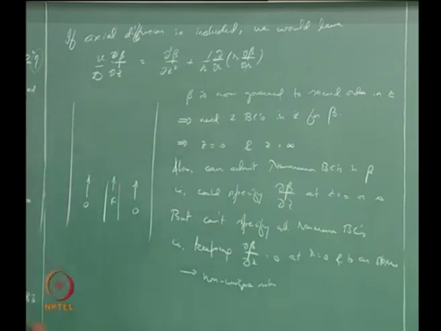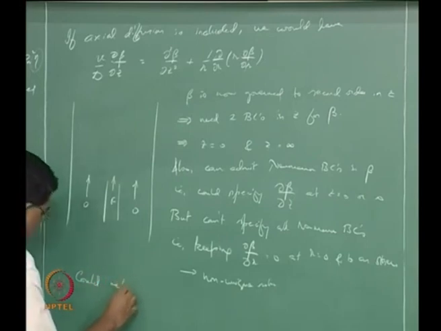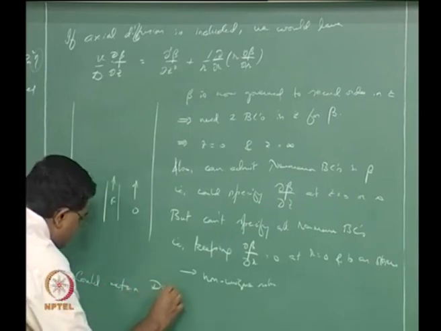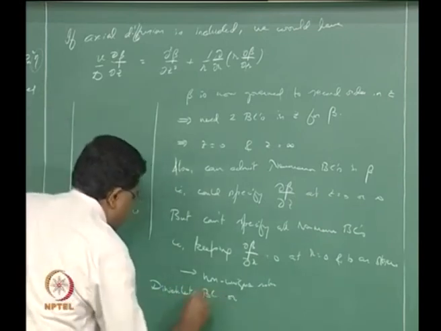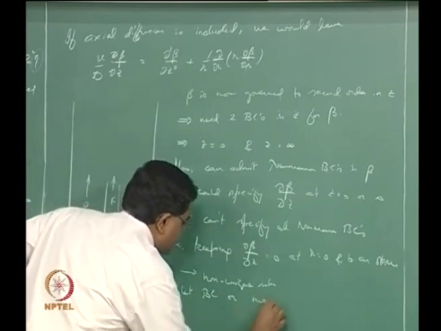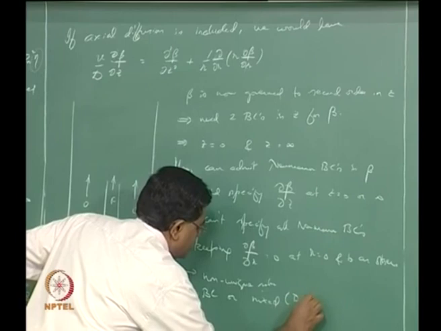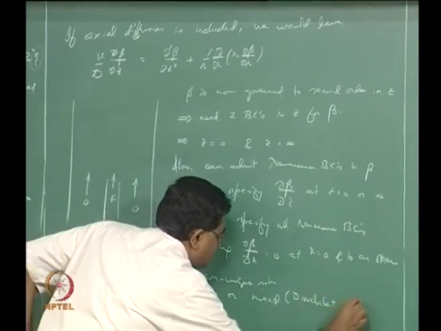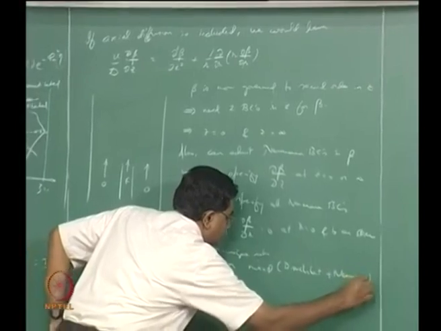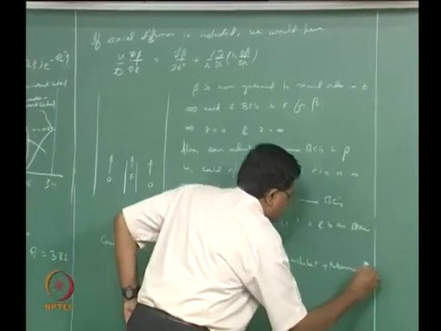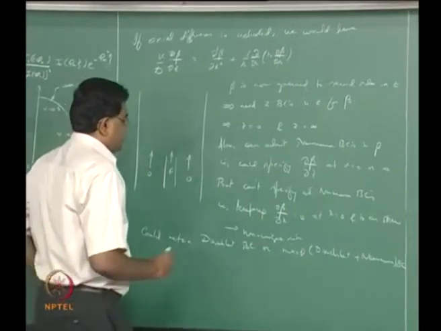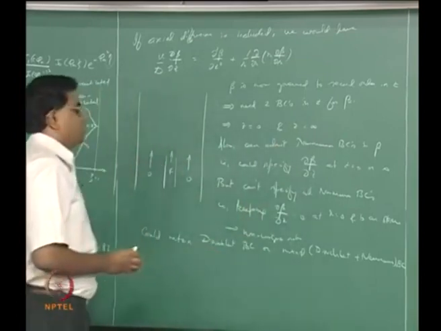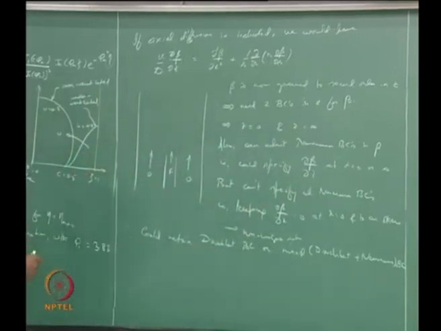Therefore we could retain Dirichlet BC or mixed, which is Dirichlet plus Neumann BC. Alright. All we can say, in fact, at z equals infinity, you do not have too much of a room to play with on what should be the boundary condition.